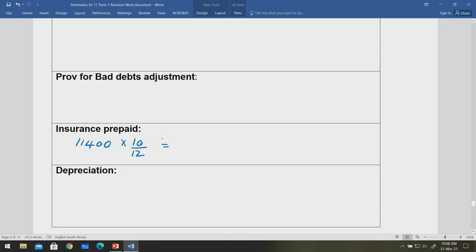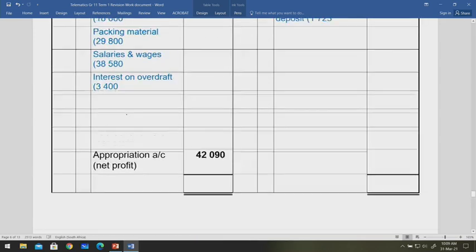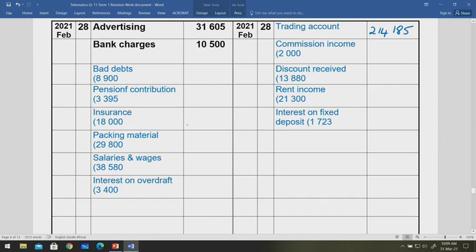In advance, paid 9,500. When we say prepaid, it means we must subtract. So next to our insurance, we paid 18,000, but of that amount, 9,500 is for the next financial year. That is why we subtract that. Obviously, that will be prepaid expense shown in the statement of financial position.